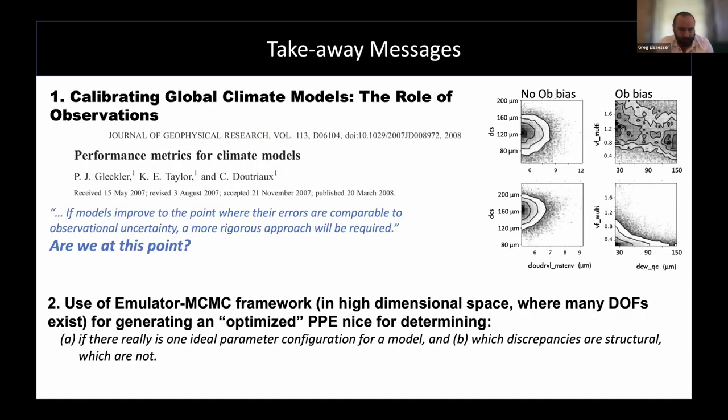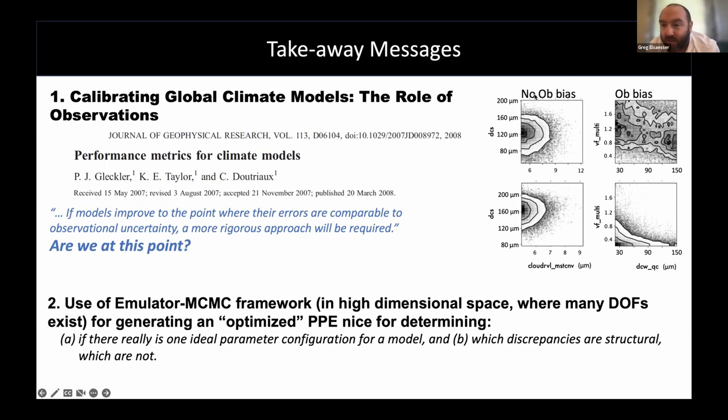So the takeaway messages. The first is we really want to think about the role of observations in calibrating global climate models. There was an interesting paper in 2008 written by Peter Gleckler et al. They asked a really intriguing question: if models improve to the point where their errors are comparable to observational uncertainty, we will have to take a more rigorous approach in using observations and consider error in observations, because it might be similar to the error in the models. And we might be approaching that point.